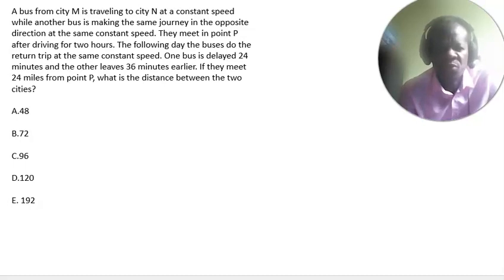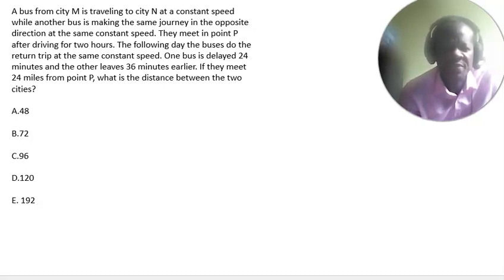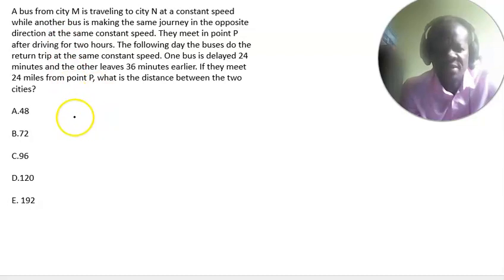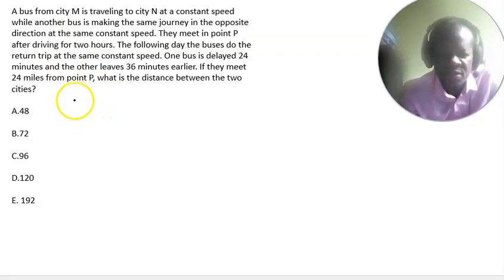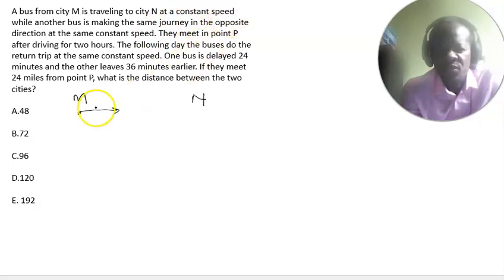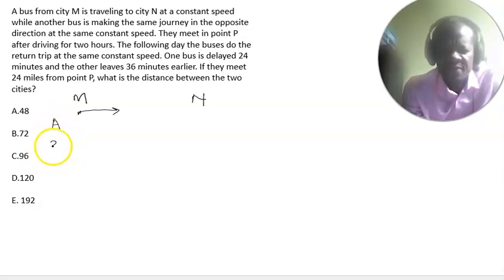A bus from city M, so let us say we have a particular city M. So this is city M at this point. Is traveling to city N. So we have another city N here. So it's traveling to this city at a constant speed. So let's call this bus A, and let's say the speed of this bus is x.